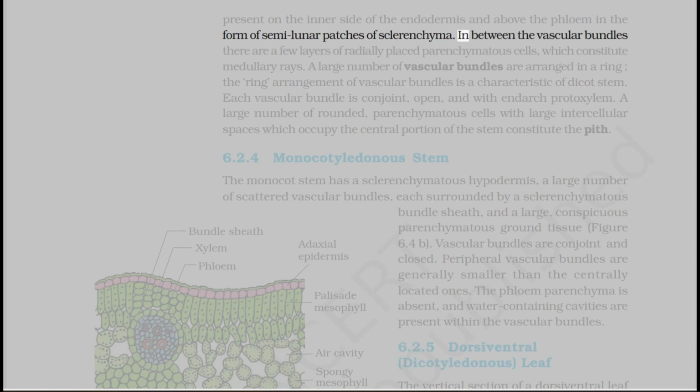Pericycle is present on the inner side of the endodermis and above the phloem in the form of semilunar patches of sclerenchyma. In between the vascular bundles there are a few layers of radially placed parenchymatous cells, which constitute medullary rays. A large number of vascular bundles are arranged in a ring. The ring arrangement of vascular bundles is a characteristic of dicot stem. Each vascular bundle is conjoined, open, and with endarch protoxylem. A large number of rounded, parenchymatous cells with large intercellular spaces, which occupy the central portion of the stem, constitute the pith.